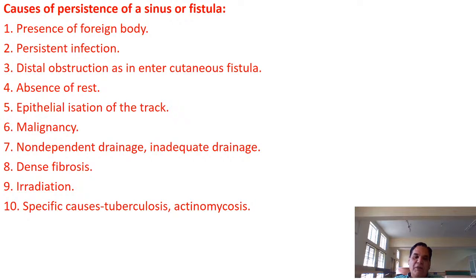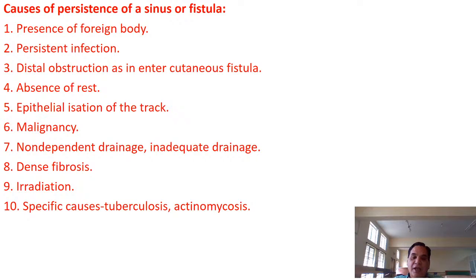Equally important, epithelialization. That means epithelialization of the whole tract, which will make it non-healing. So what is the treatment? You have to remove the epithelialization by curetting. Malignancy: unless you treat the malignancy, a fistula is not going to heal.